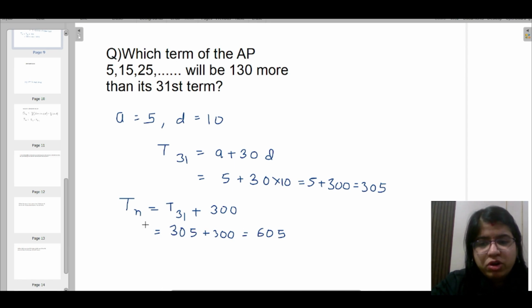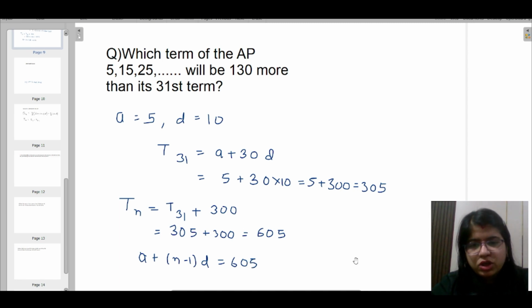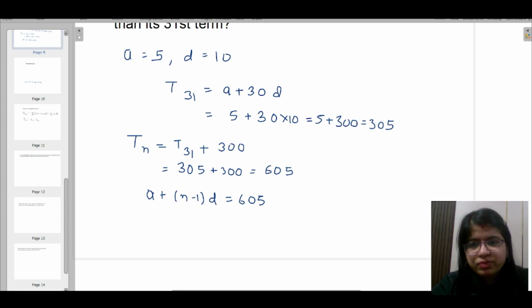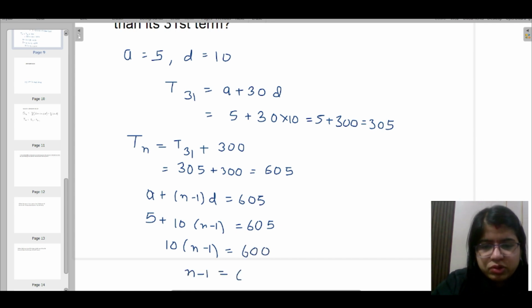Now you have to find the value of n. Okay, so what we are going to do? We know that Tn is a plus (n minus 1) into d, so it's going to come as 605. Now when we substitute the values, a is 5, d is 10 here, (n minus 1) into 10 is equal to 605. So 10 into (n minus 1) is equal to 600. So n minus 1 is equal to 60. So n is equal to 60 plus 1, which is 61.